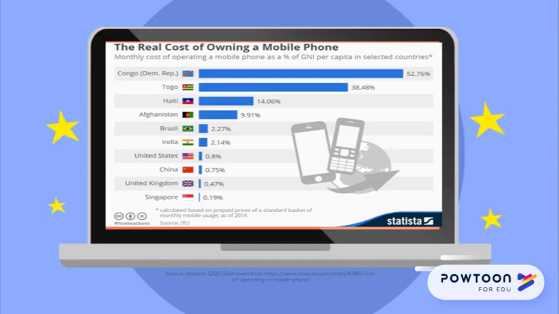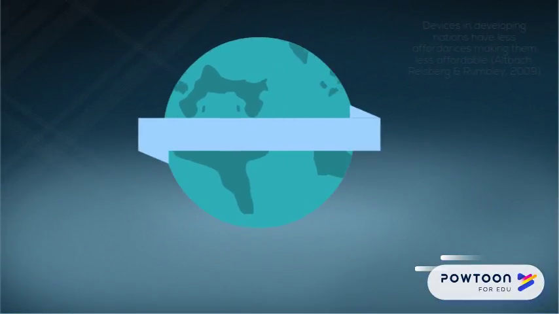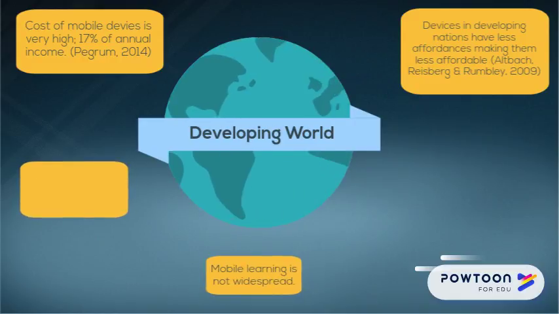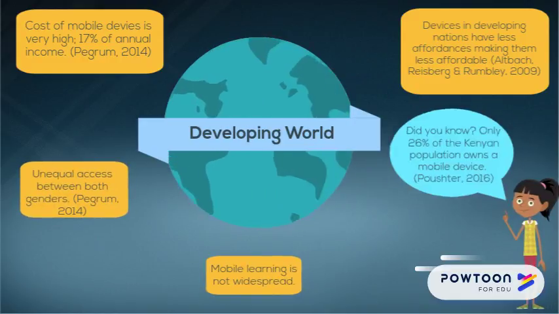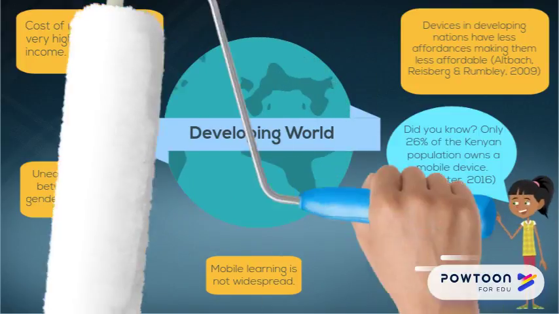This brings us to mobile trends in the developing world. Mobile devices in the developing world have basic affordances and thus are more expensive. As a result, mobile learning is not widespread. Also, mobile devices are not easily accessible as there is an unequal access between genders.